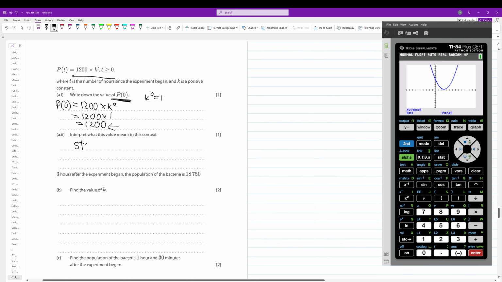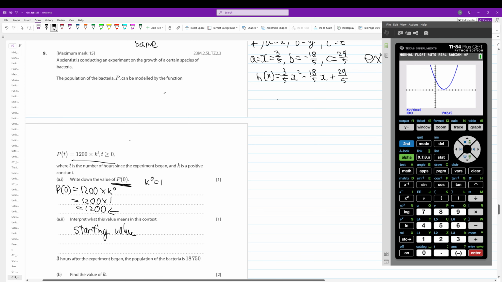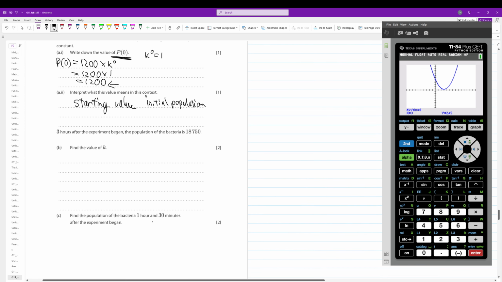Interpret what this value means. Well, it's the starting value. This is the initial population. Starting value, initial population if you want to be fancy. It's the amount of bacteria at the start. Any variation on those words will work.